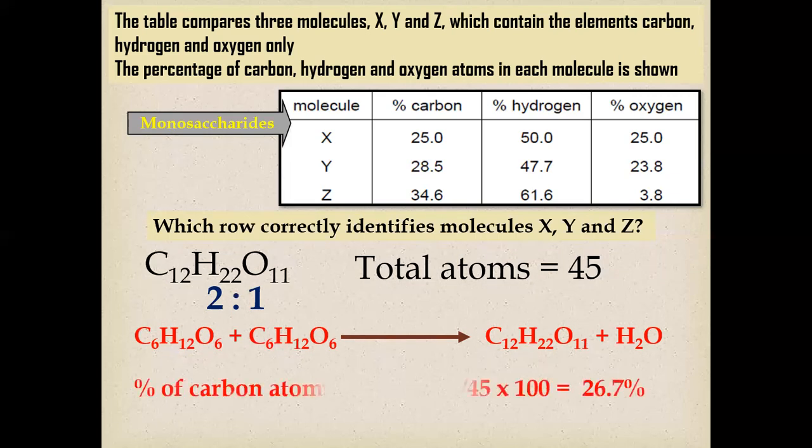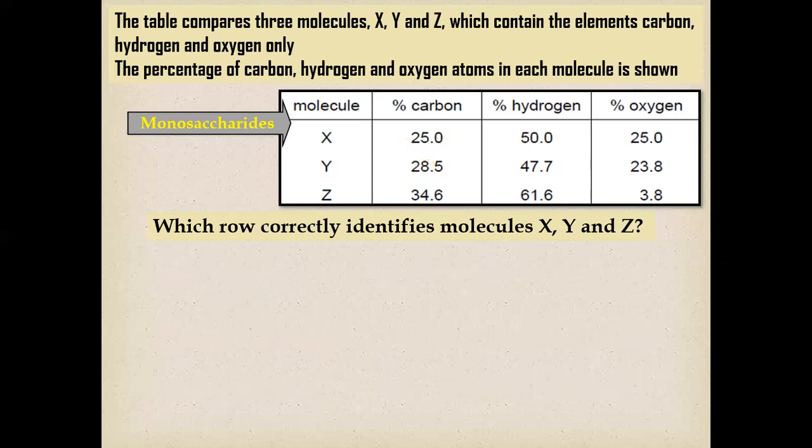We want to check the percentage of carbon atoms in the disaccharide. The percentage of carbon atoms will be 12 divided by the total, multiplied by 100, and this is going to be around 26.7. If you want to check this percentage in the table, we see that it does not match any value. So it means that X or Y is not a disaccharide percentage.